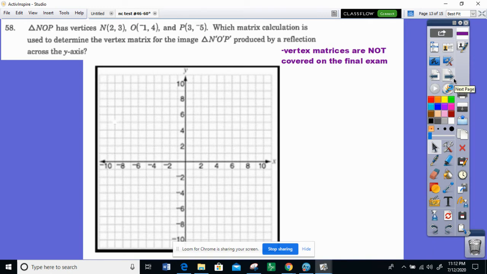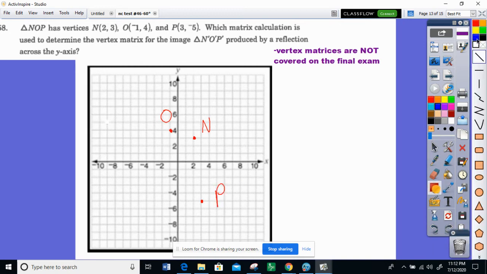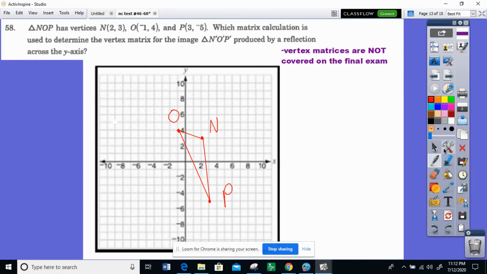Number 58 says triangle NOP has vertices N at (2,3), O at (-1,4), and P at (3,-5). So again, vertex matrices are in no way going to be on your final exam, but what you might want to know about on the final exam are how to perform transformations. So it says which matrix calculation is used to determine the vertex matrix. We're not going to worry about that.